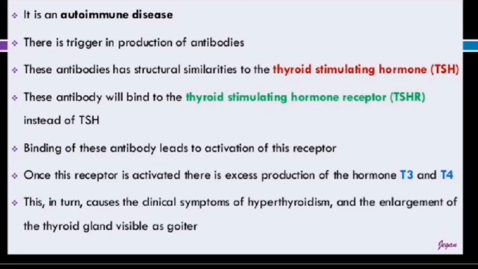These antibodies have a special similarity to thyroid stimulating hormone. Thus, this antibody will bind to the thyroid stimulating hormone receptor instead of the thyroid stimulating hormone. The binding of this antibody leads to activation of the receptor. Once this receptor is activated, there is excess production of the hormones T3 and T4. This in turn causes the clinical symptoms of hyperthyroidism and enlargement of the thyroid gland, visible in the goiter.